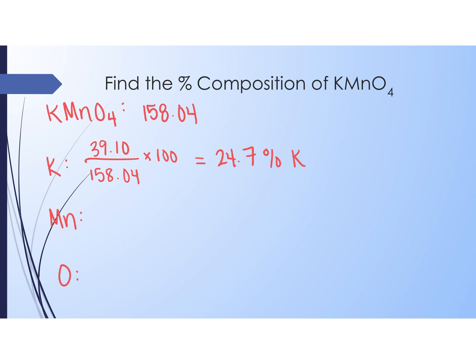Okay. Next is the manganese. How many manganese atoms are in this compound? Okay, just 1. So manganese has a mass of 54.94. Again, that number comes straight off the periodic table. We divide by the total mass, 158.04, and then multiply by 100. Does anyone have this number already? 34.76. Okay, 34.76.